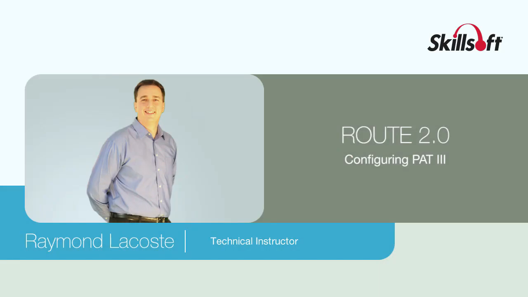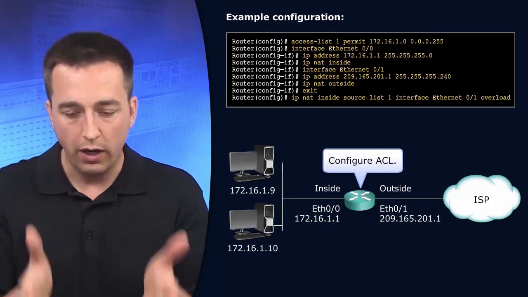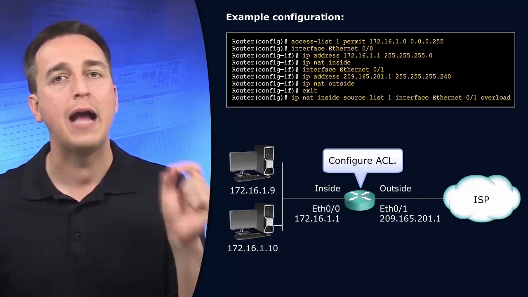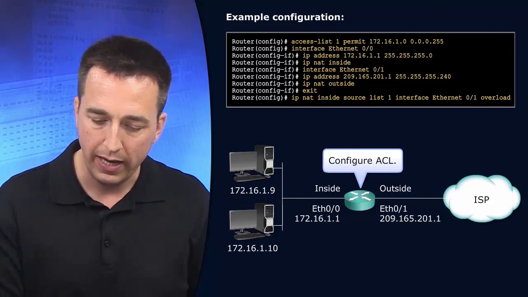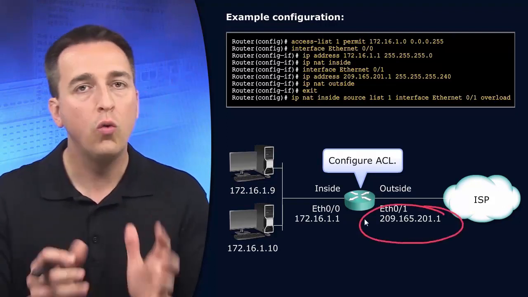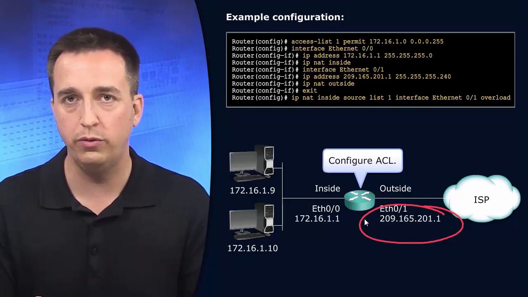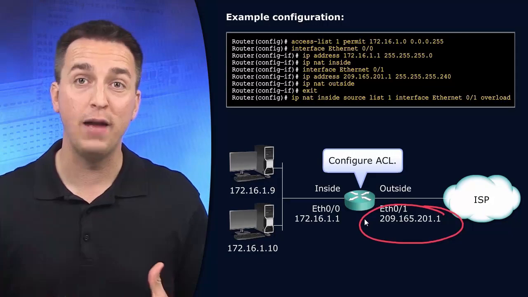I would like to take our discussion a step further with port address translation. Our example so far limited our use to a single IP address for port address translation, and that was the IP address associated with the outside interface. But what if I want to perform PAT and use a pool of public IP addresses?